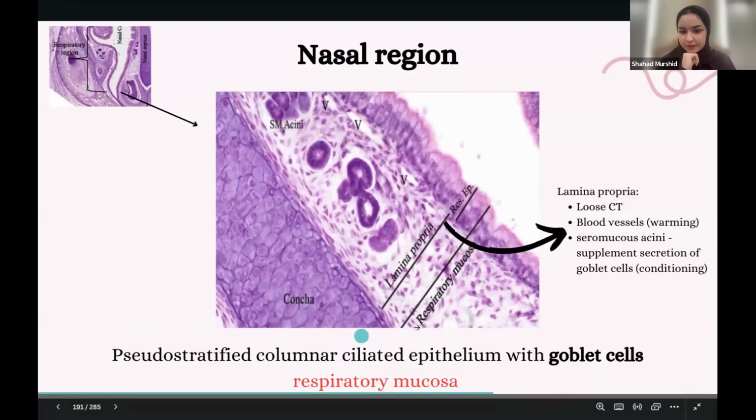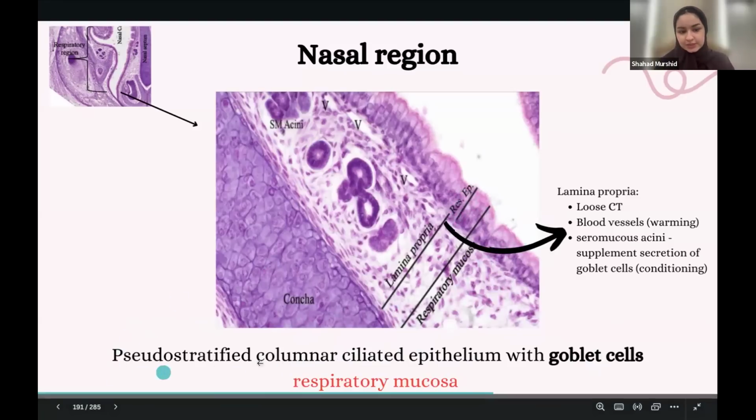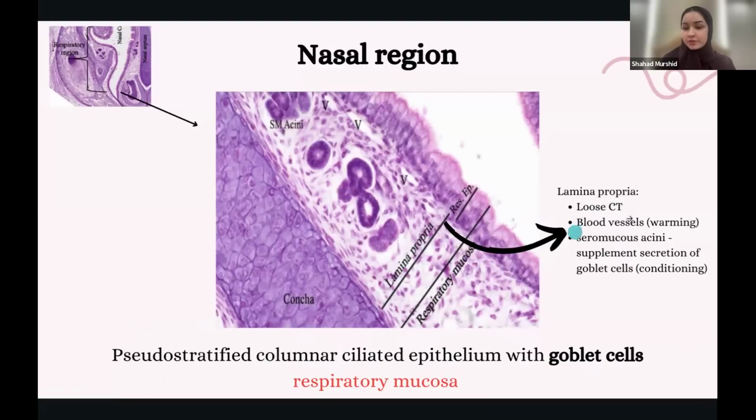So this whole thing is the respiratory mucosa. You have the lamina propria on the outside, and then the respiratory epithelium towards the lumen. The respiratory epithelium, as you correctly said, is the pseudostratified columnar with goblet cells, ciliated. The lamina propria includes loose connective tissue, and it has blood vessels, which are for warming the area. It also has seromucinous acini. So it secretes serous and mucus, which supplements the secretions of goblet cells. We know goblet cells are the main cells that secrete mucus, but these acini over here, they are seromucinous.